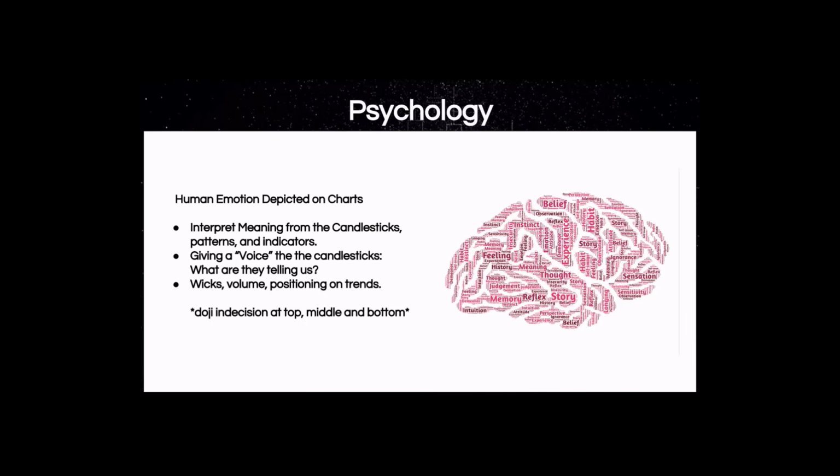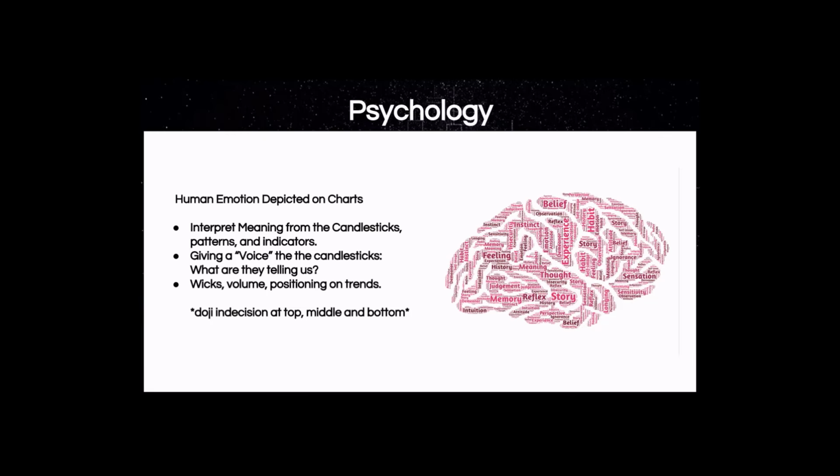But looking at these charts and giving the chart a voice, so to speak, what are these candlesticks telling us? If we see a long upper wick at the top of an uptrend with some high volume, we know there's a lot of profit taking, and we can anticipate that the bears are going to start to show up, and we're going to see normal healthy consolidation after a strong move to the upside. The volume and the wicks are really nice indications together to tell us what is going on, as is the positioning on the trend. That's important.